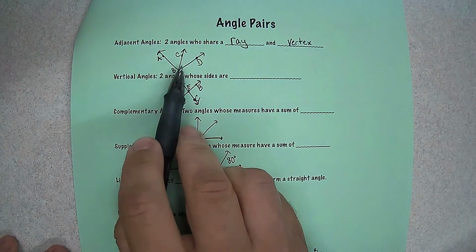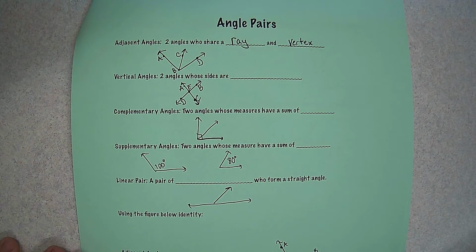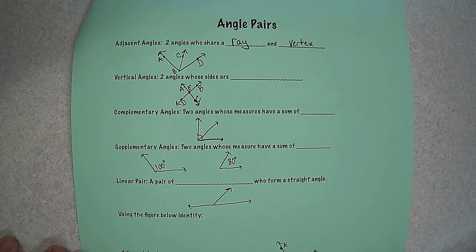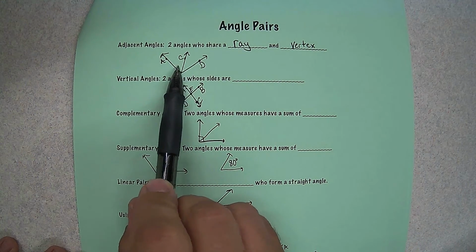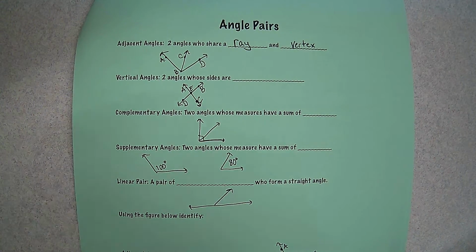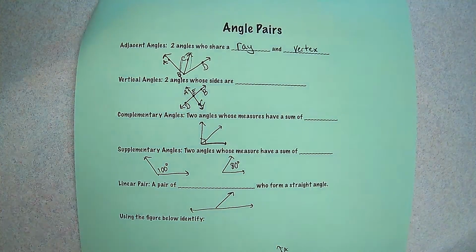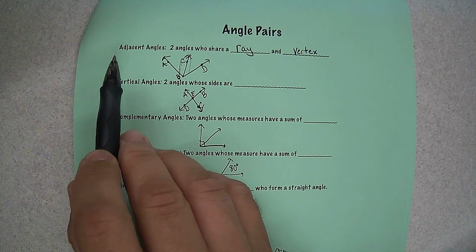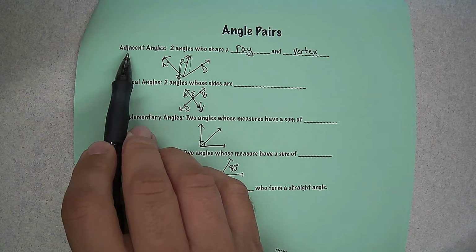We looked at adjacent angles in our last video in measuring angles. They're the two angles that are right next to each other. So our ray is right here, and the vertex. They're right next to each other. Adjacent meaning next door or right next to.